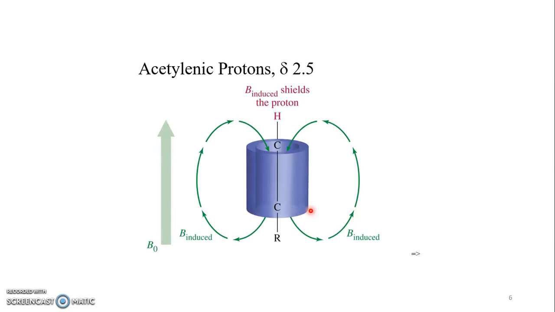Now, this is a typical case. When we are considering the acetylene protons, this is a simple example to explain shielding and de-shielding. Acetylene is a triple bond compound. That means C triple bond C is the structure. The triple bond is represented by the cylinder. Now it is having a nucleus.